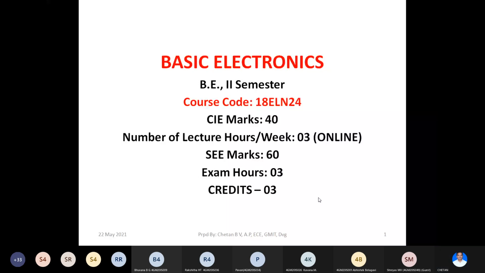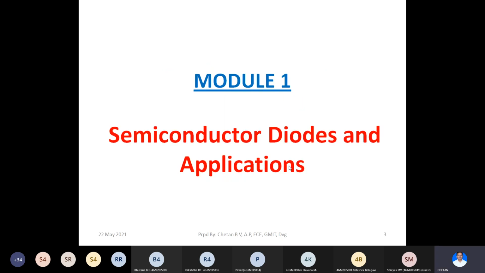Before starting today's class, let us have a small recap of the previous class. In the previous class, as it was the first class, we discussed what is electronics. Then we discussed the course objectives and outcomes with respect to the basic electronics course. And also we started with module 1, which is semiconductor diodes and applications.